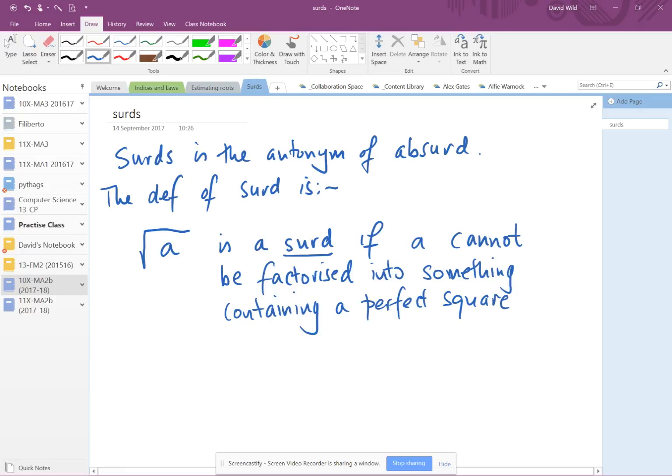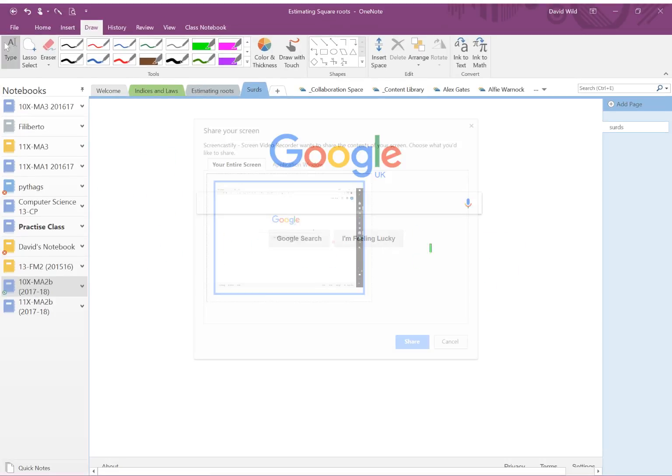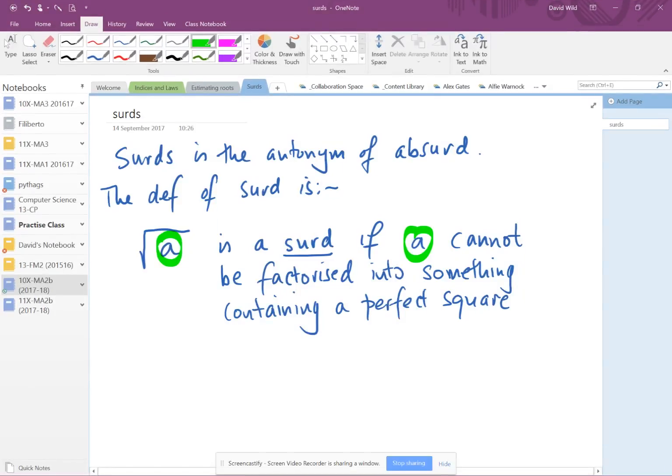Okay, so if you can factorize a, let's say for example 20, we'll do an example in a minute. Let me just let you write that down first. Root a is a surd if a, we'll just make that clear, that a is not just part of the sentence, just to make sure that you understand that we're talking about that a, cannot be factorized into something containing a perfect square.